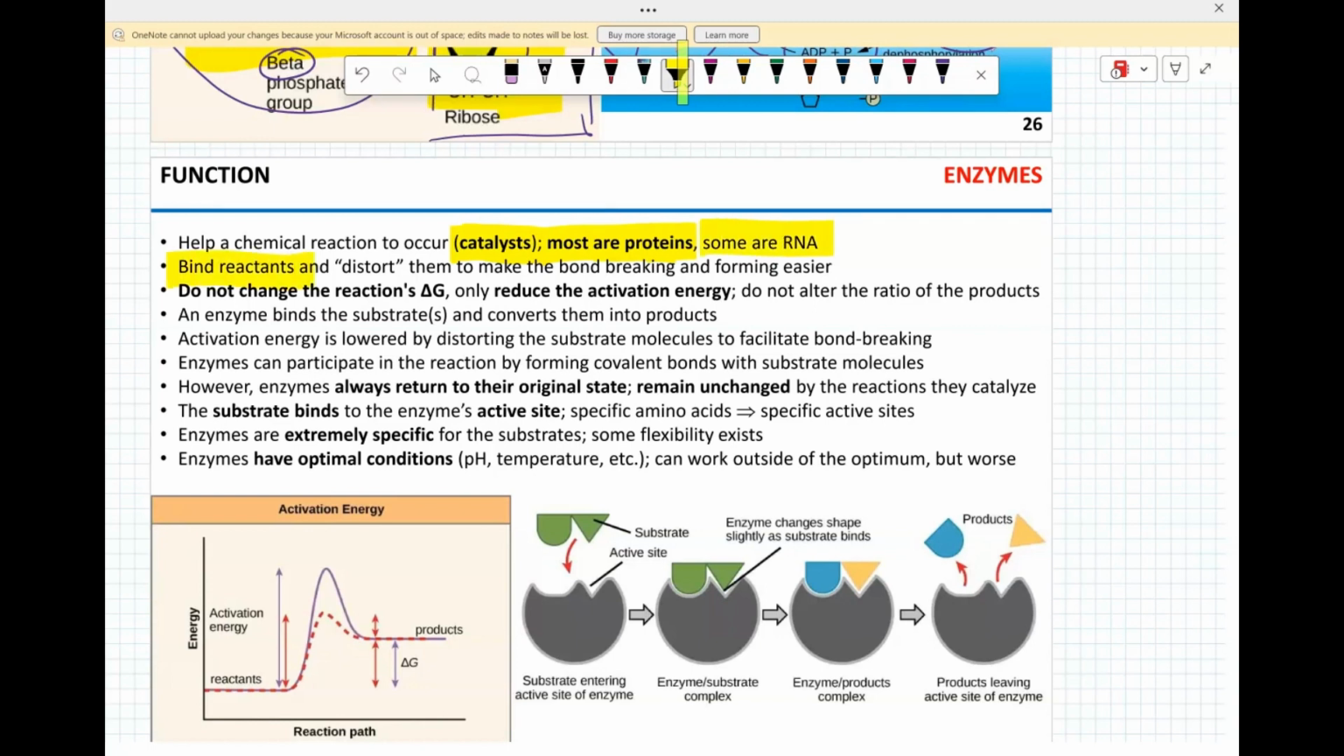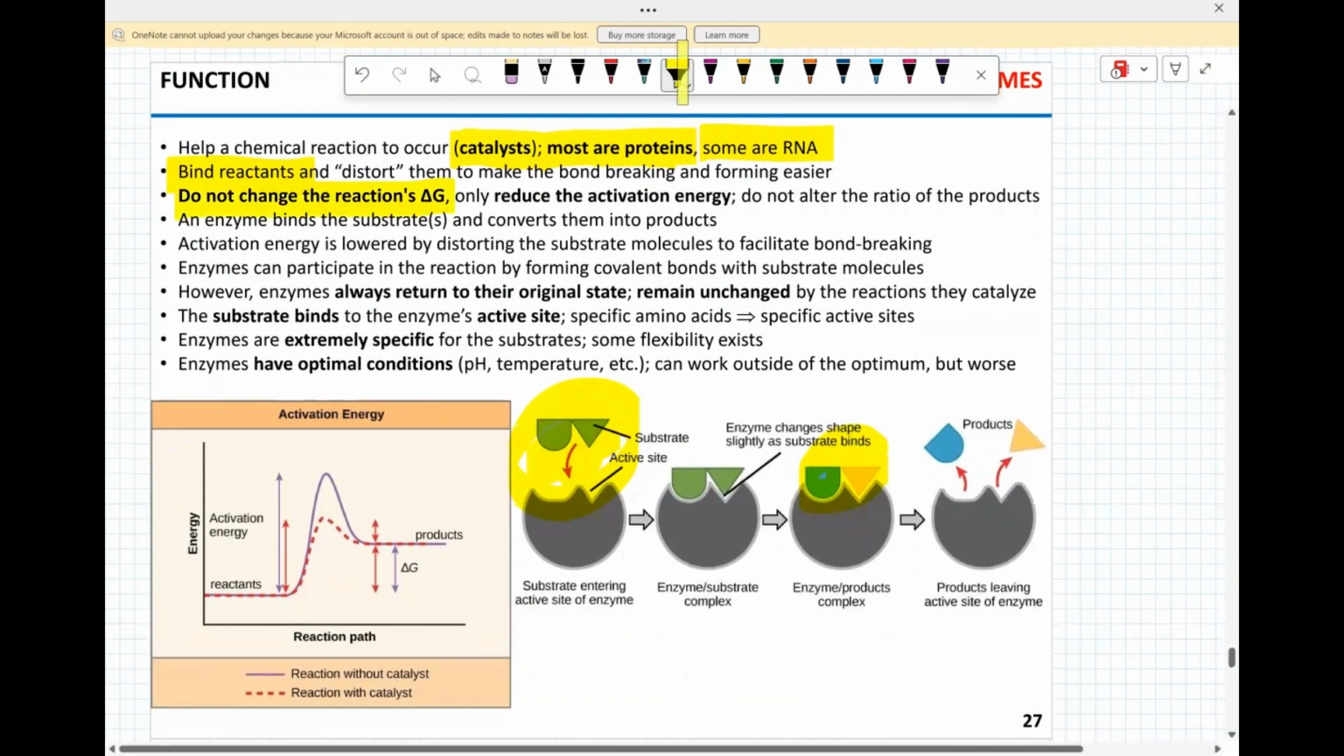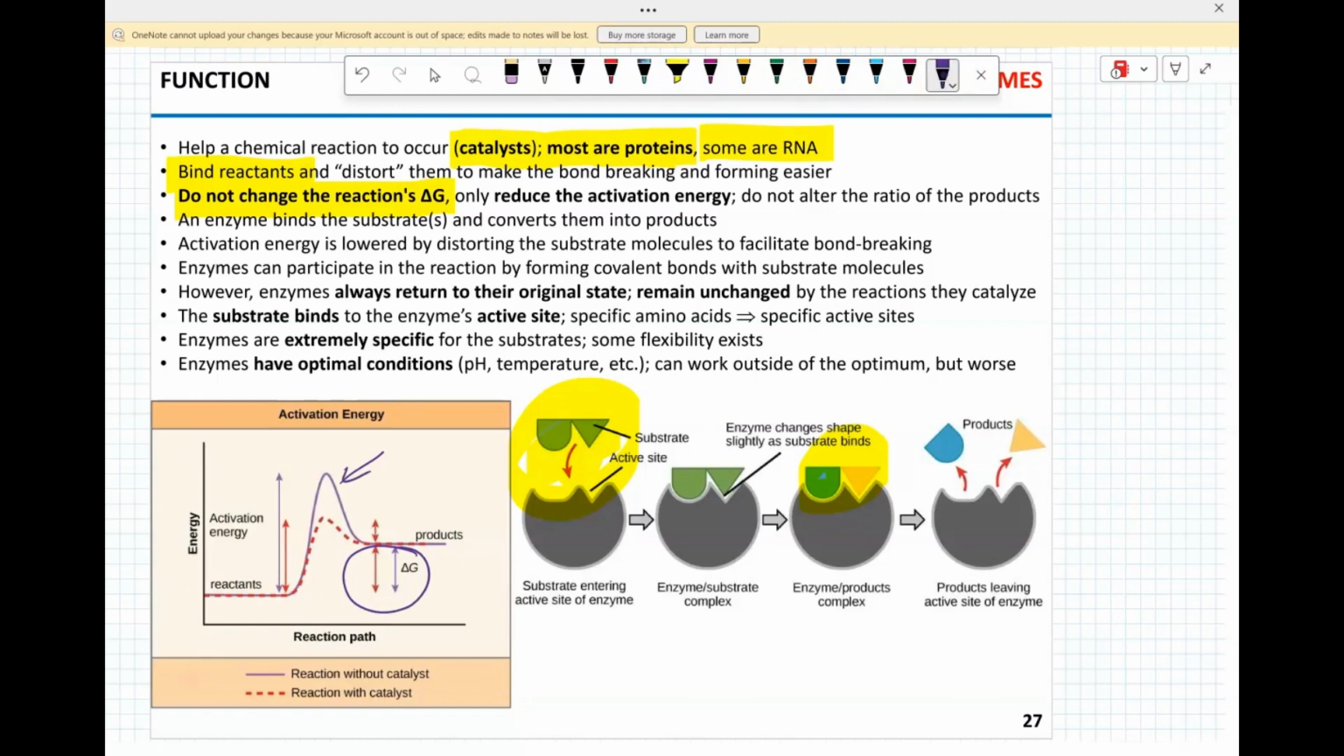Enzymes bind reactants and distort them to break the bonds and reform the bonds, and that bond breaking and formation is much easier when enzymes are involved. It's important to remember that enzymes do not change the delta G of the reaction, as you can see in this graph. The purple graph represents the process without the enzyme, without the catalysis, and the red dashed line represents the process with catalysis, with the enzyme.